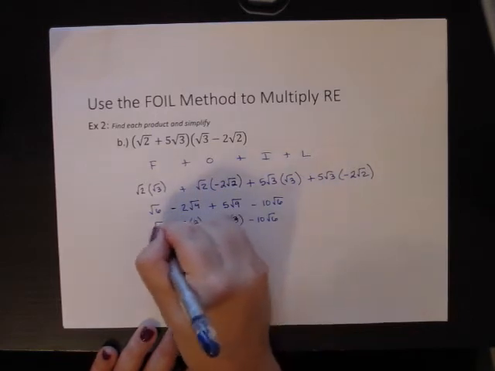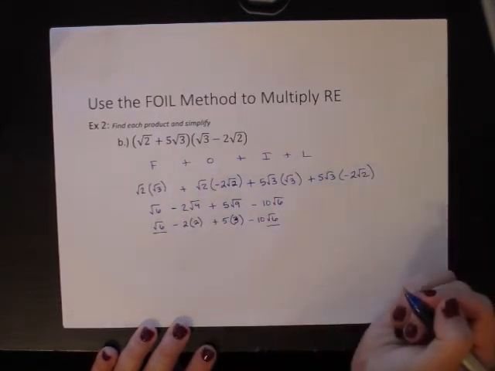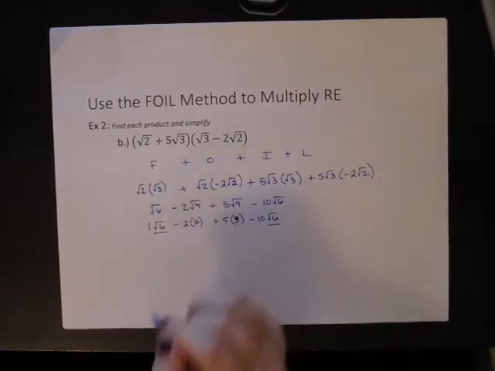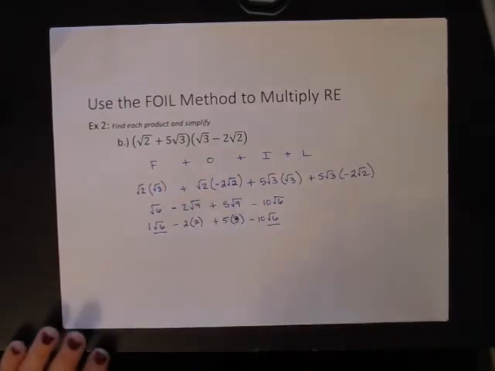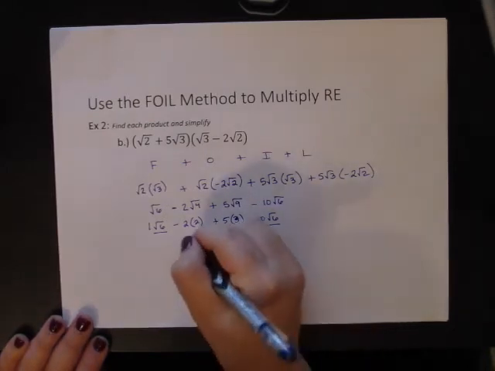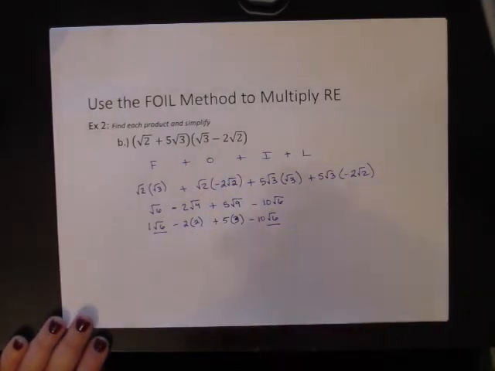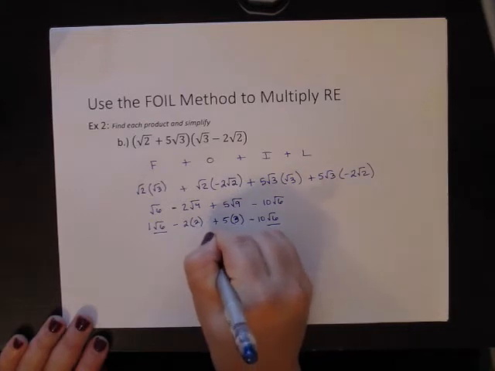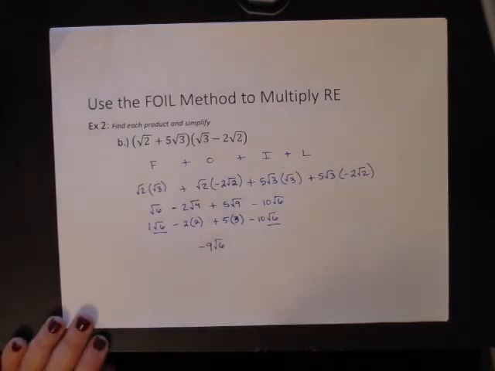Alright, so I see that I have two radicals that are exactly the same, so I can combine those two together. And 1 minus 10 is going to be negative 11. I'm so sorry, that's not right. I'm sorry. 1 minus 10 is going to be negative 9, so I've got negative 9 square root of 6.